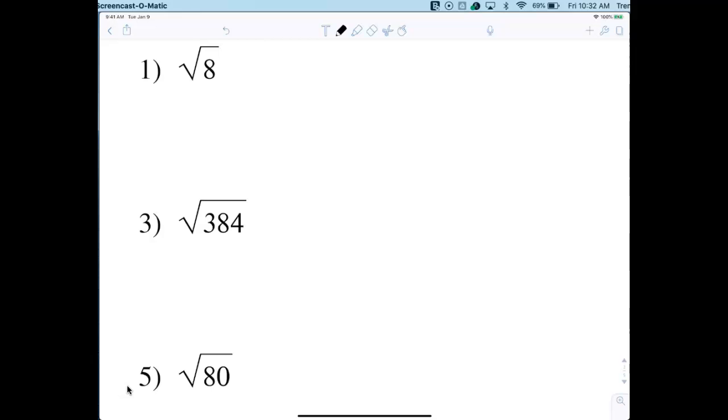Square root of 8, what does that become? 4 and 2. Square root of 4. So my answer is what? 2 radical 2.